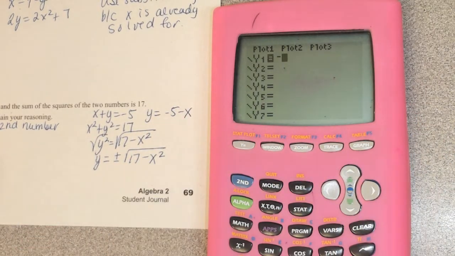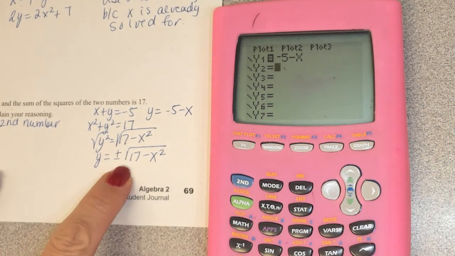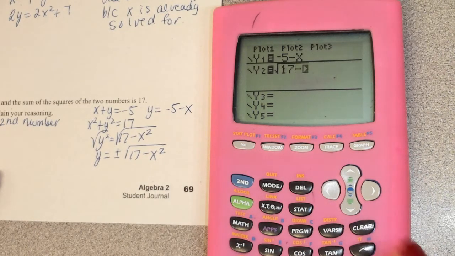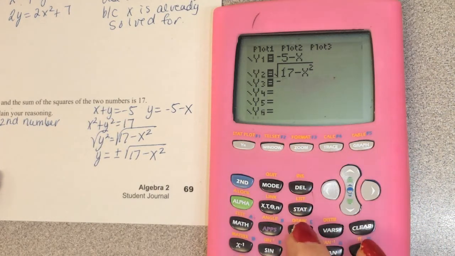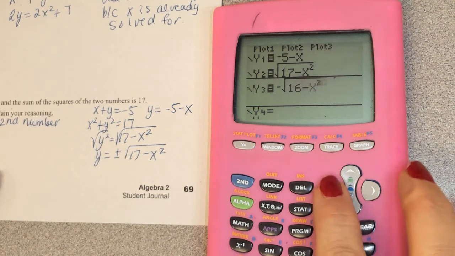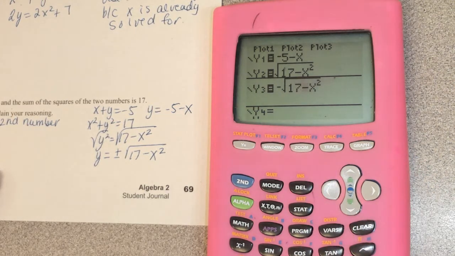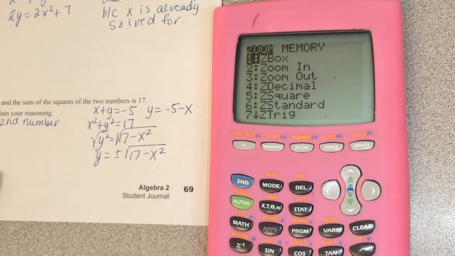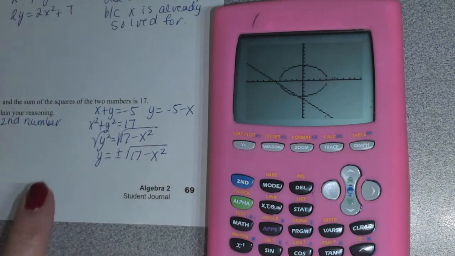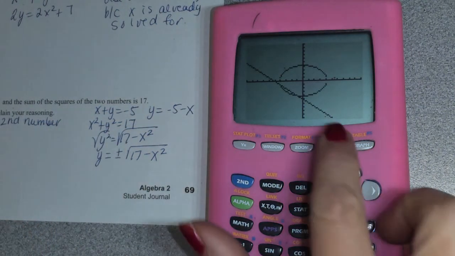So I'm going to put in my -5 minus x. For this one, I actually have to put in two functions. I have to do the square root of 17 minus x squared, and I have to do negative the square root of 17 minus x squared. Oops, 17, not 16. Okay, I'm going to do a zoom 6. See how it looks. There's my line. There's the first part of this one, and then there's the second part.